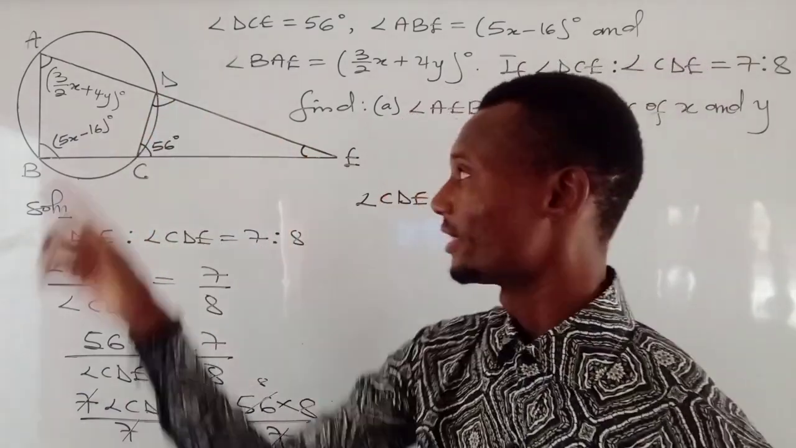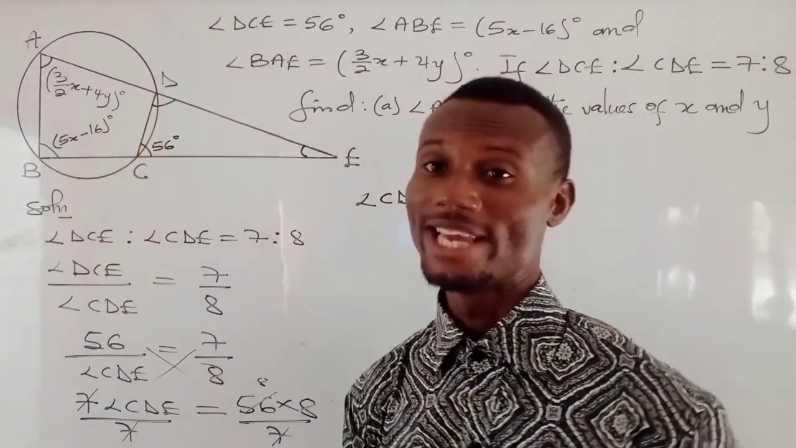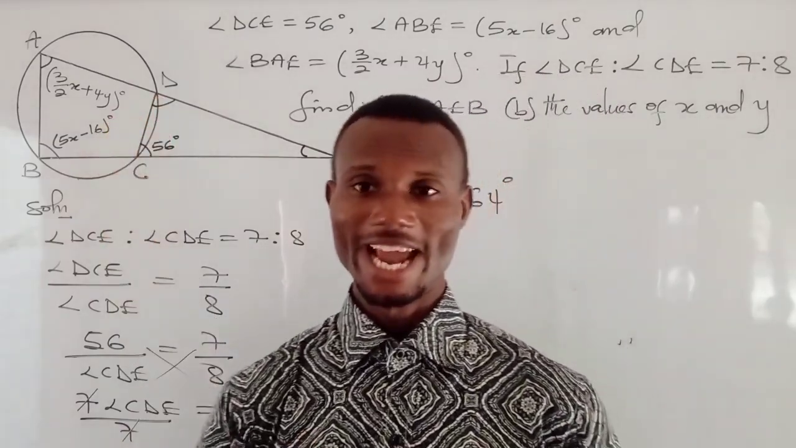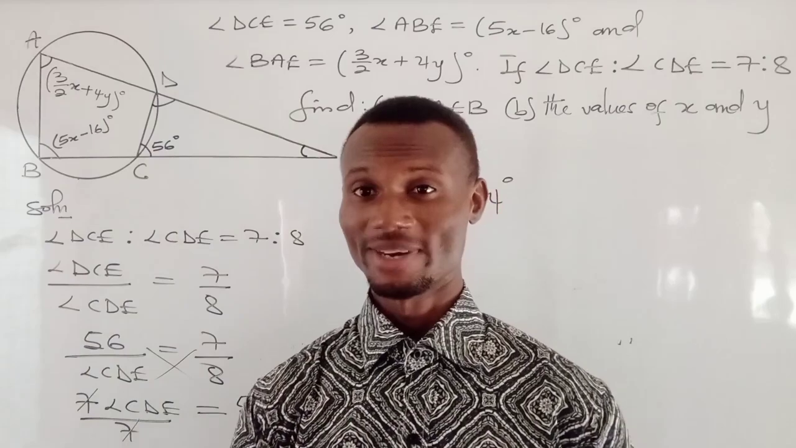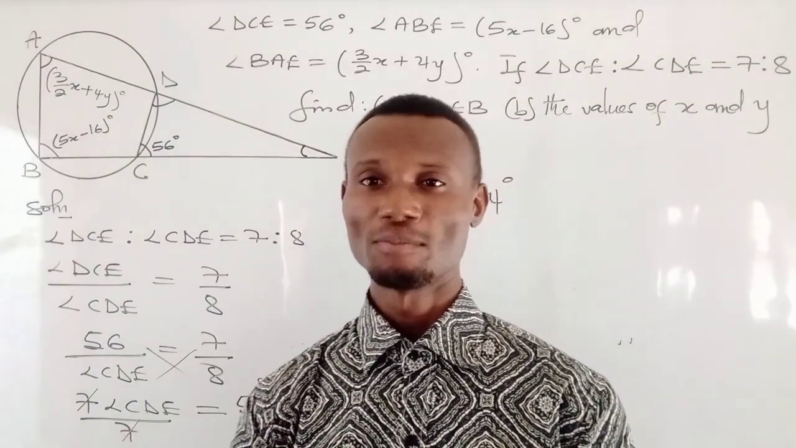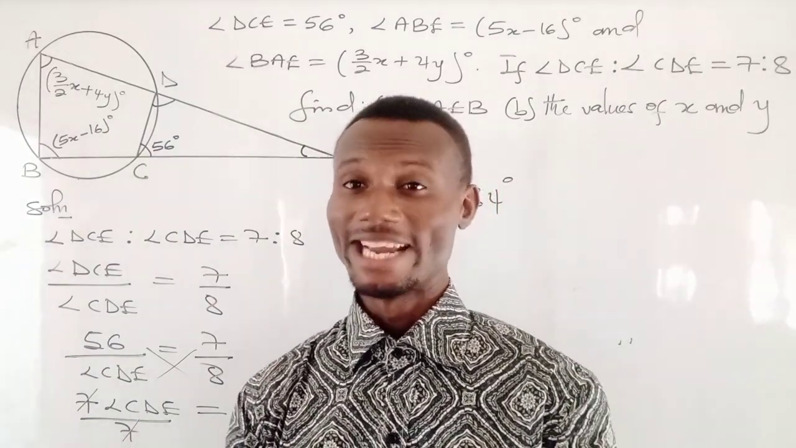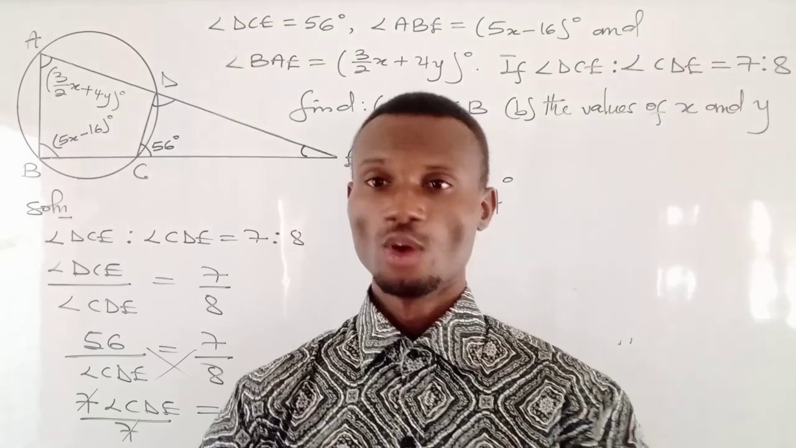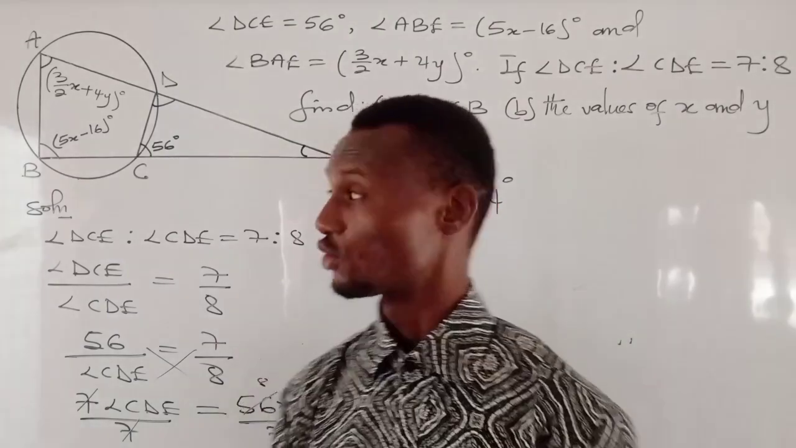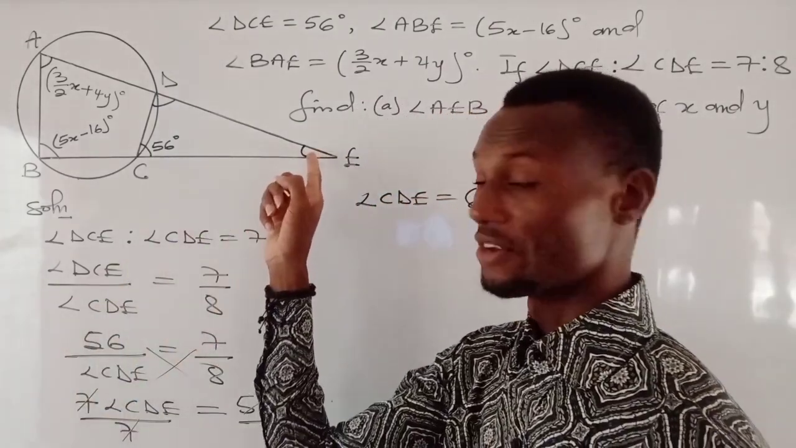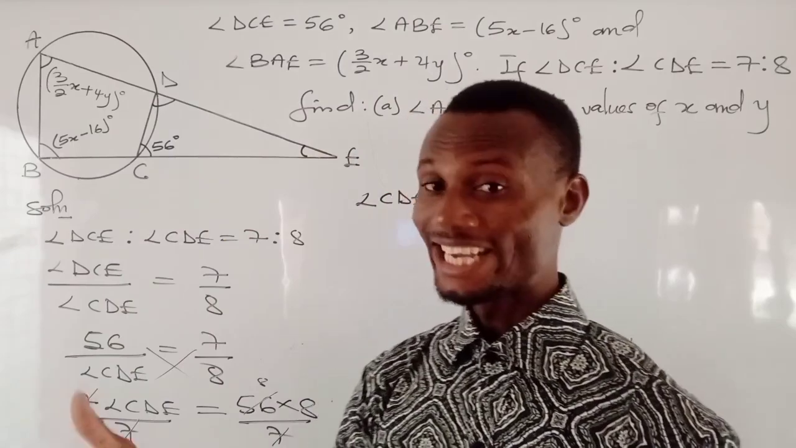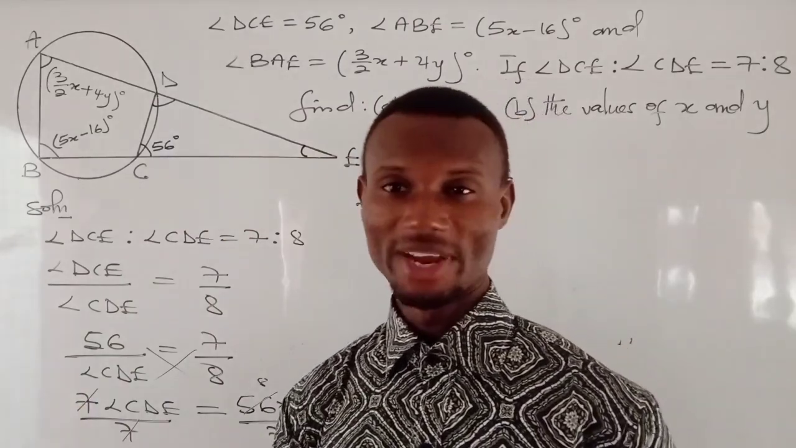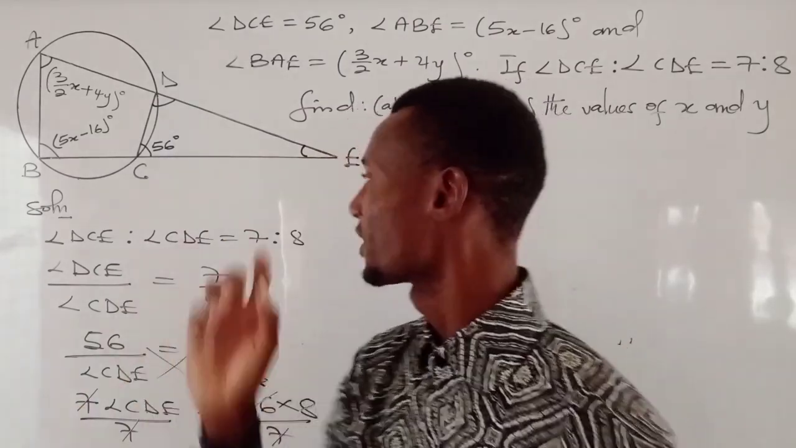Now that we've gotten the angle which is supposed to be here, we can proceed and apply the property which says that the sum of the angles in a triangle add up to 180 degrees to be able to find this angle that you are looking for, which is the angle AEB. I hope you agree and you understand up to this point. So let's proceed.